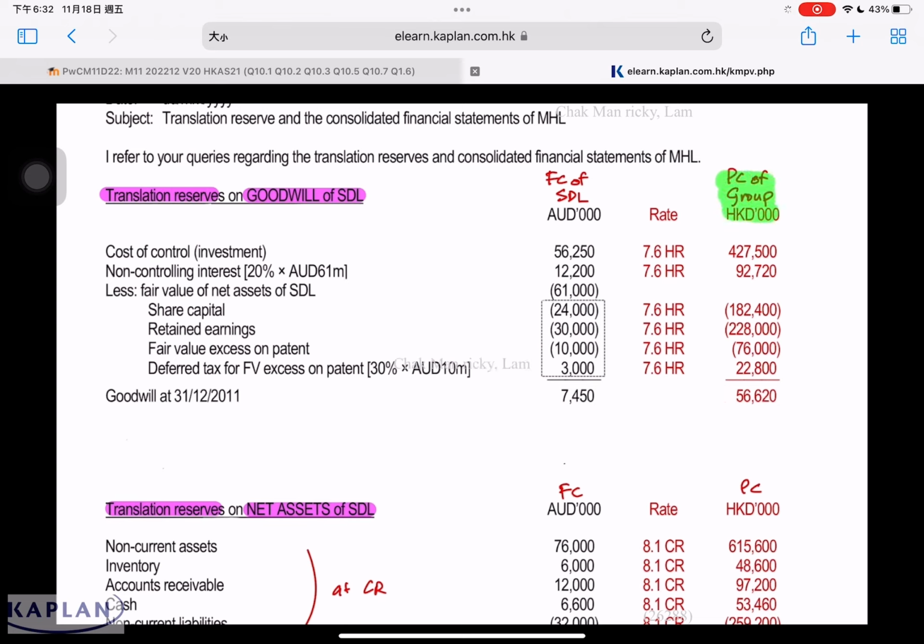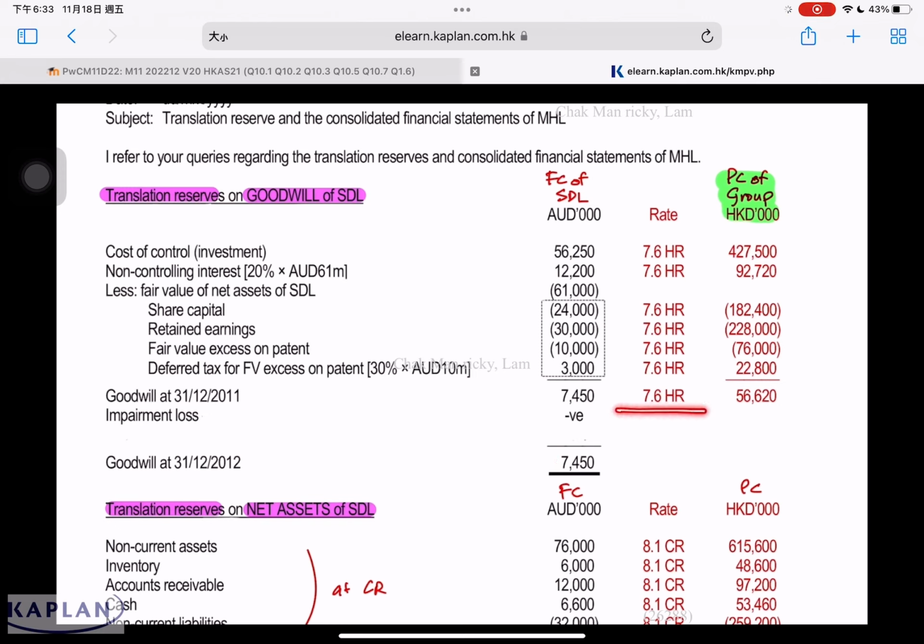This column represents the presentation currency, translated amount. This goodwill is also equal to 7,450 multiplied by the historical rate, which equals 56,620. Either way you get the same answer. This goodwill is the goodwill at the acquisition date. If there's any impairment loss, when we calculate impairment loss of goodwill, we should be taking this figure and should not be taking the translated amount. The goodwill expressed in the functional currency of the subsidiary is 7,450 minus any impairment loss. If there's no impairment loss, just add it up. This will be the carrying value at 31st December 2012, which equals 7,450. No adjustment.